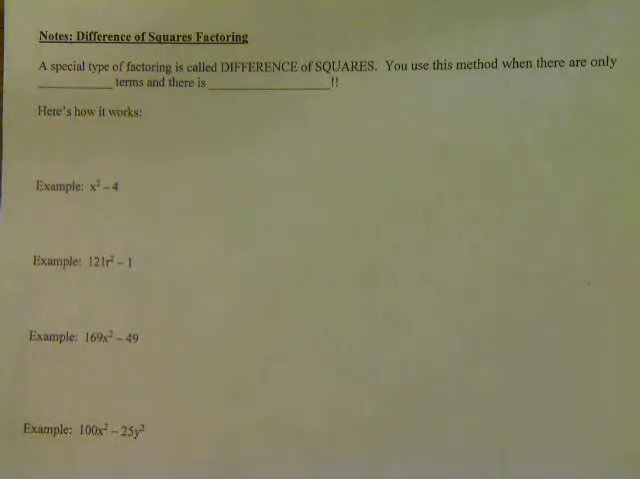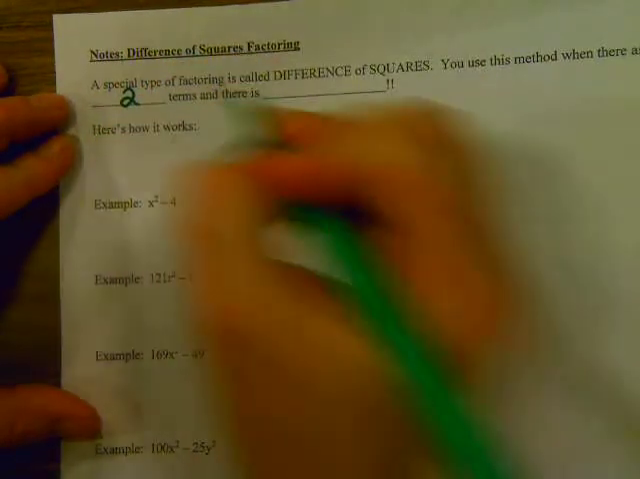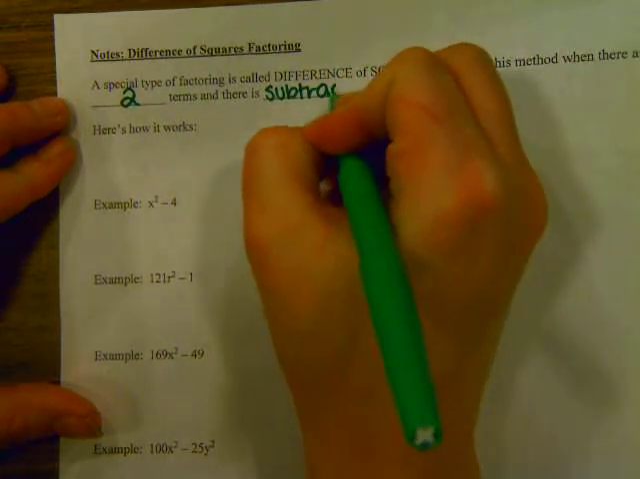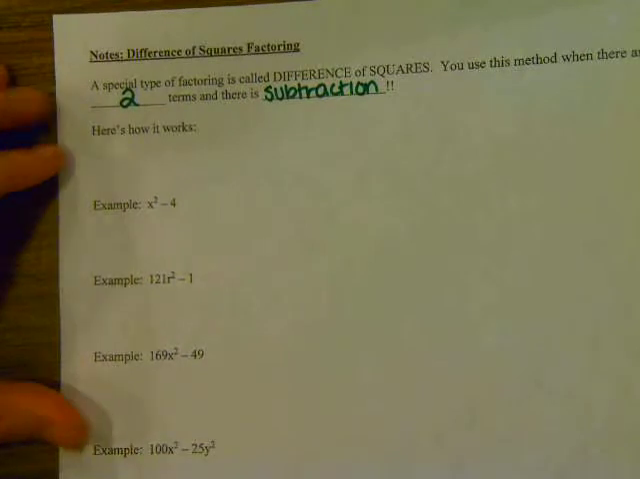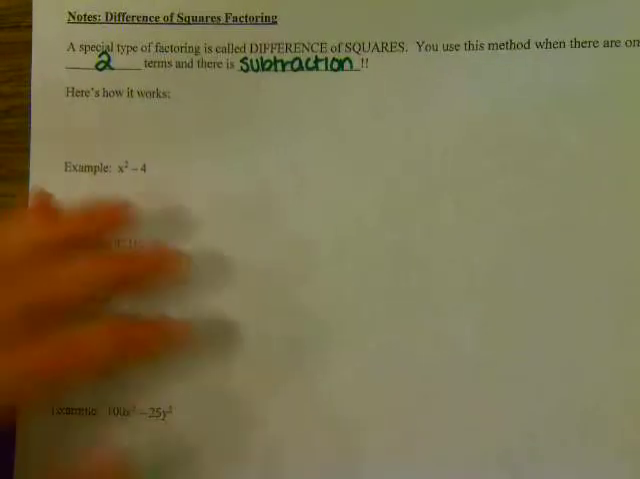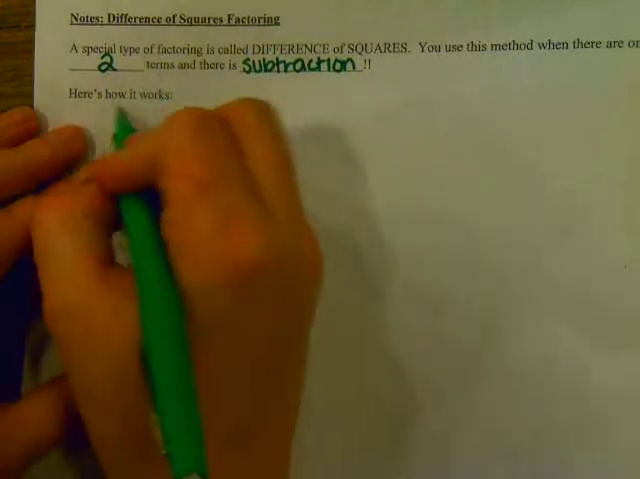Okay guys, so the notes for today is going to be just one more method of factoring. It's a special type of factoring called difference of squares, and you use this method when there are only two terms and there is subtraction. So it has to be two terms and it has to be subtraction for this shortcut factoring method to work. So here's how it works.